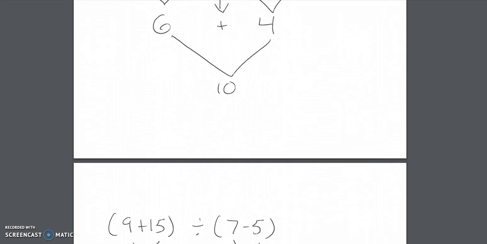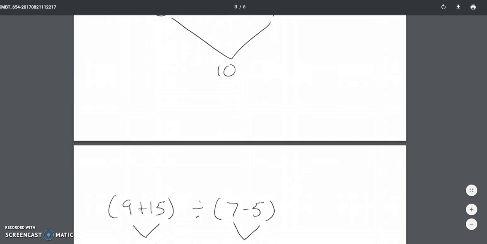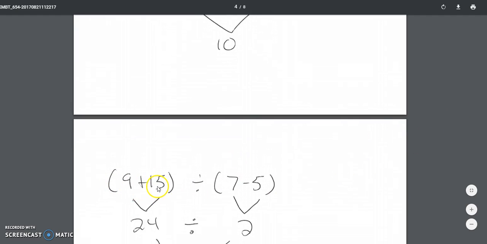Let's give you another example here. Okay, I kind of hid my work because I want to show this to you. If you can remember your acronym PEMDAS, you have to do what's inside the parentheses first. So you're going to have to take 9 plus 15, and then jump over to 7 minus 5. You cannot multiply and divide until what's inside your parentheses is done first. So when I do that, 9 plus 15 is 24. And then you see 7 minus 5 is 2.